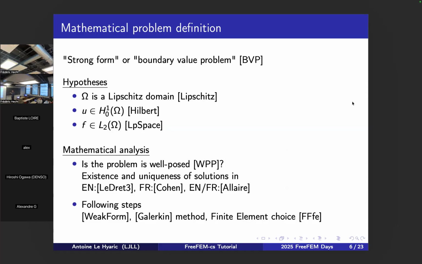And then inside this mathematical analysis, we do several steps that most of you probably know. We determine the weak form that Frederick showed. We apply the Galerkin methods and choose a finite element. And here is the list of all the finite elements that FreeFem offers. There's quite a long list of them.